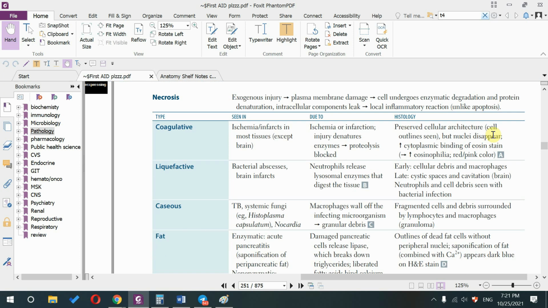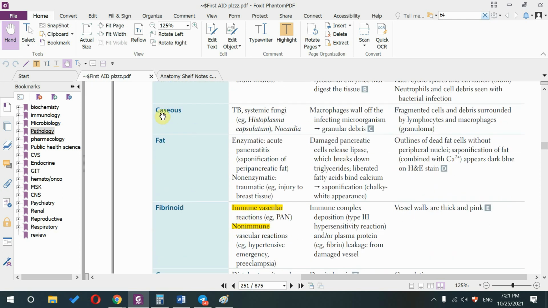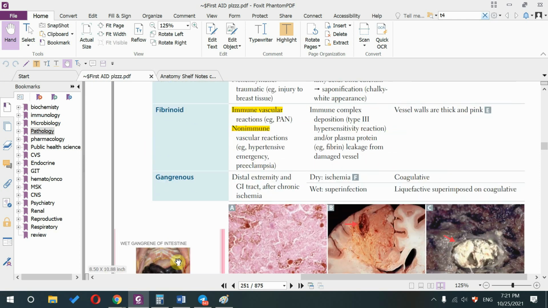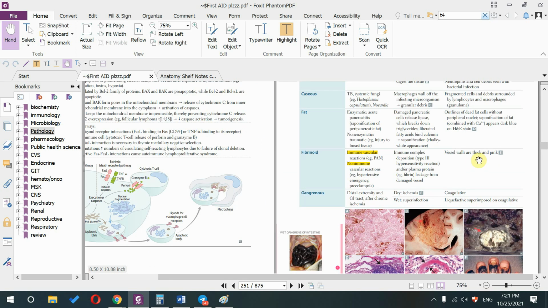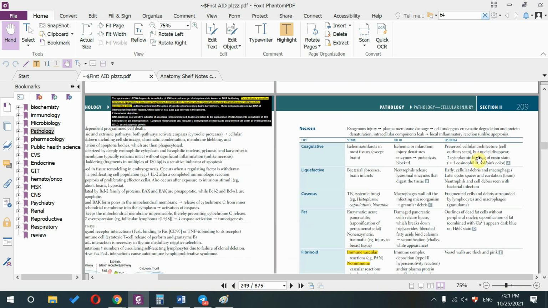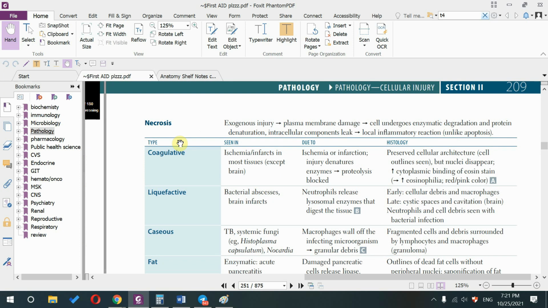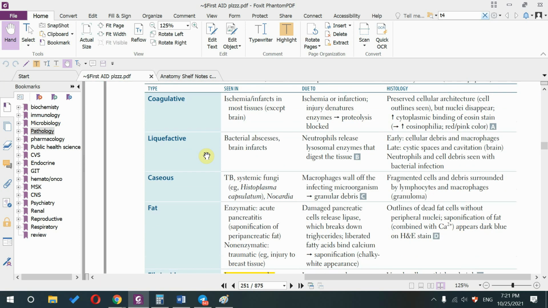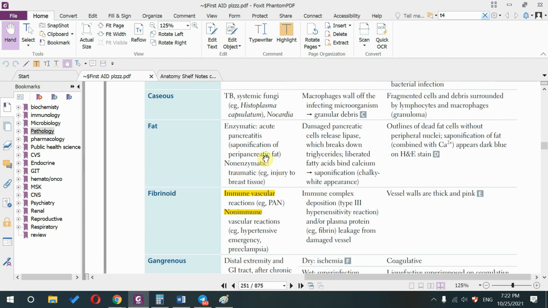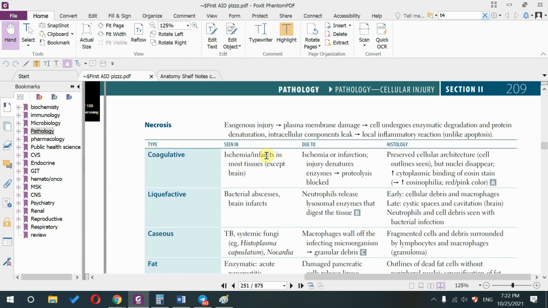So there are various types of necrosis. We have the coagulative, liquefactive, caseous, and fat, fibrinoid, and lastly gangrenous. Each one of these looks disgusting, but you have to know how they look, what they are due to, and which organ they affect. And lastly, you need to know the histology of them. So let's start with them one by one. I might be jumping back and forth a little bit here, but overall the idea is one.